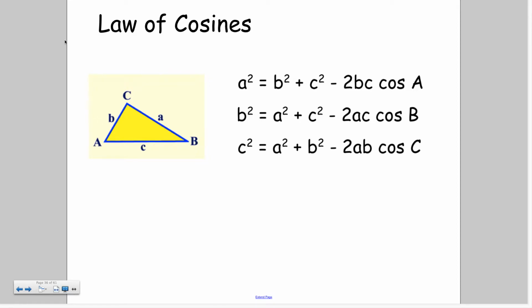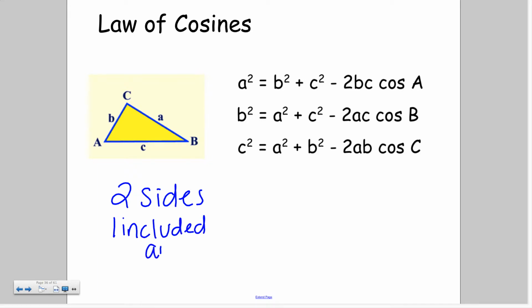7 deals with the law of cosines. The law of cosines is used when you have two sides and one included angle. For example, if I knew side A and side C, and I was given the included angle of angle B, then I would use the law of cosines.